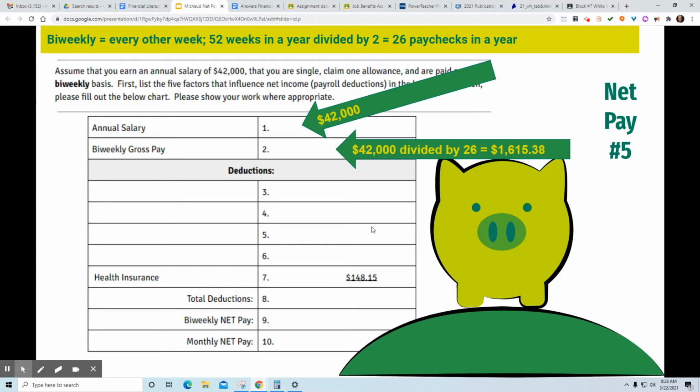Next, we need to figure out FICA, which is another name for Social Security. That will be 6.2% of your biweekly gross pay. So $1,615.38 times 0.062 is $100.15.